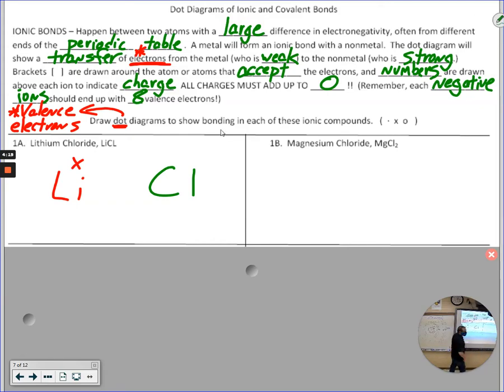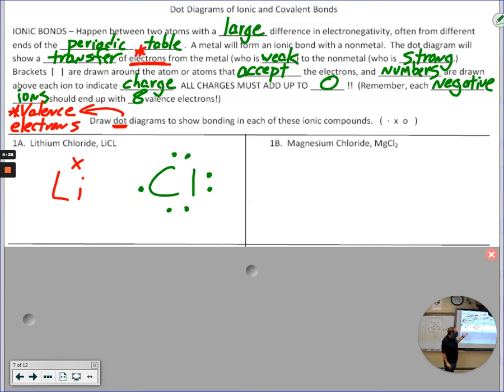Chlorine is over on the right hand side. How many does it have? 7. And how are they arranged? 3 pairs and 1 single. Okay, so I'm going to put pair, pair, pair, single. And does it really matter what side the pairs or the singles go on?